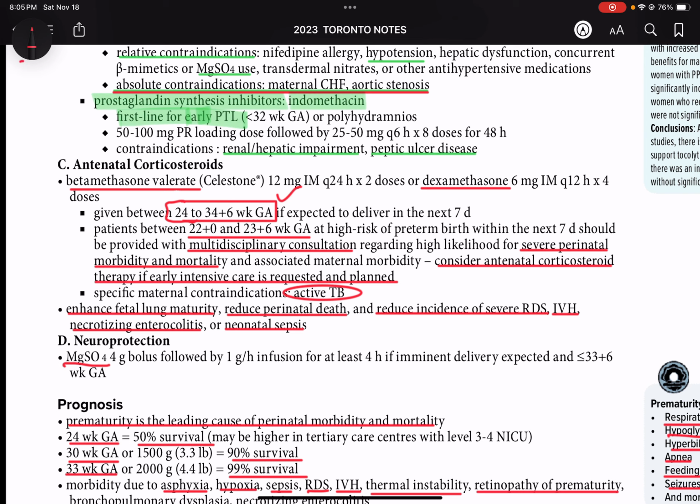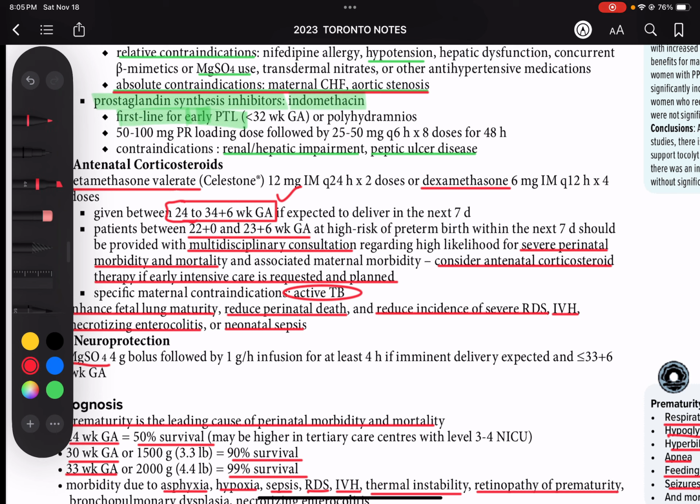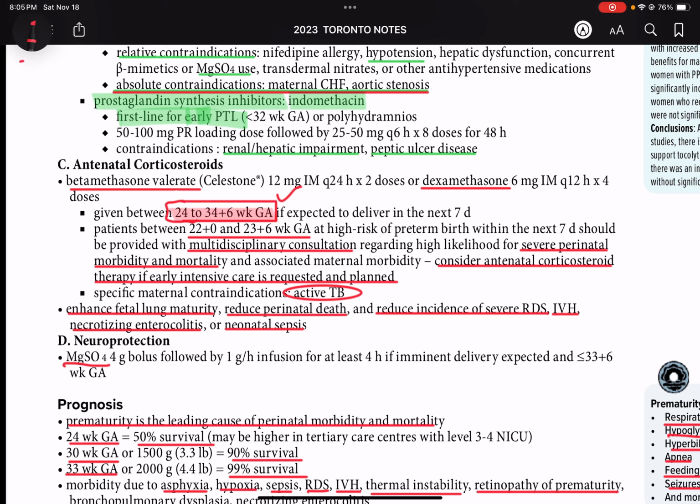But between 24 to 34 weeks, make sure that is 35 weeks, right? So 24 to 35 weeks, make sure you're giving the antenatal corticosteroids. What does it do? It enhances fetal lung maturity, reduces chances of perinatal death, and reduces the incidence of severe respiratory distress syndrome, intraventricular hemorrhage, necrotizing enterocolitis, or neonatal sepsis.